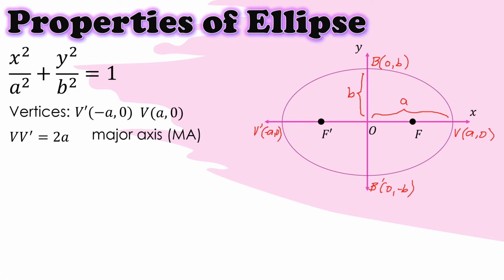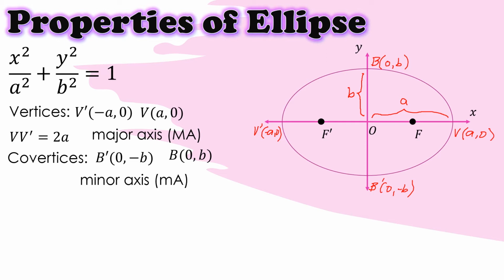Also, the ellipse cuts the y-axis at its co-vertices B prime (0, -b) and B (0, b). The distance between the co-vertices is what we call the minor axis of the ellipse. Hence, the length of the minor axis is equal to 2b.